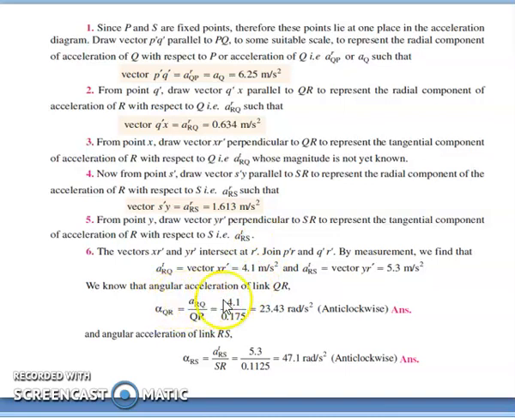So you can find out the angular acceleration of the link QR. Knowing the tangential component and measuring it, we can find the angular acceleration, which is equal to the tangential component of acceleration divided by the length of the link. On similar lines, you can find out the angular acceleration of RS, which is equal to the tangential acceleration of RS divided by RS.